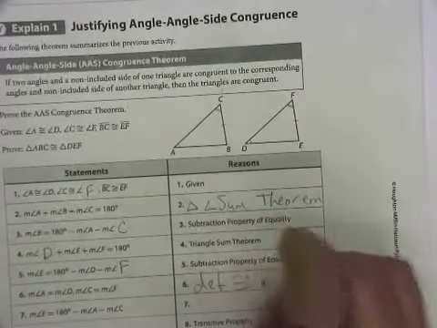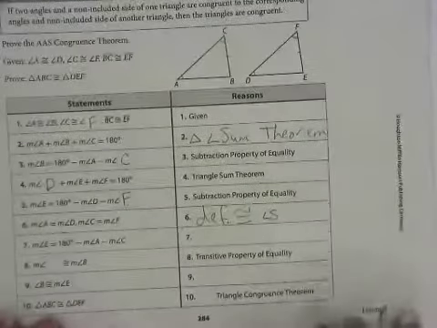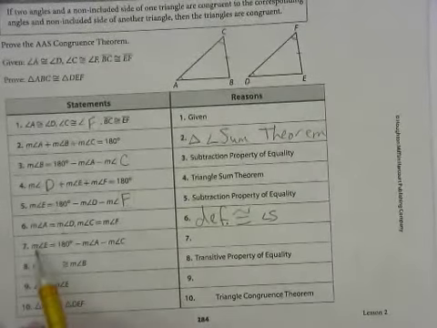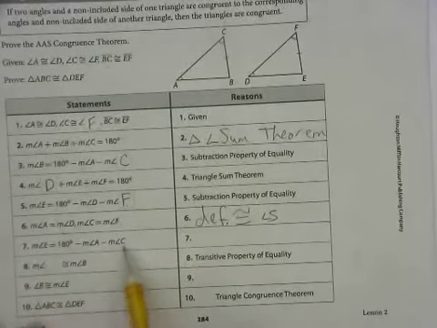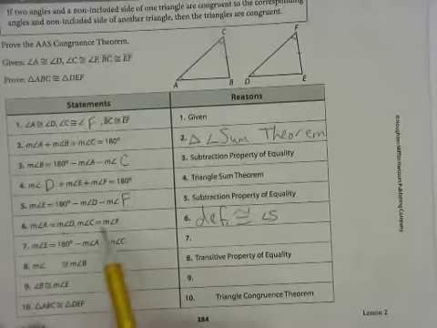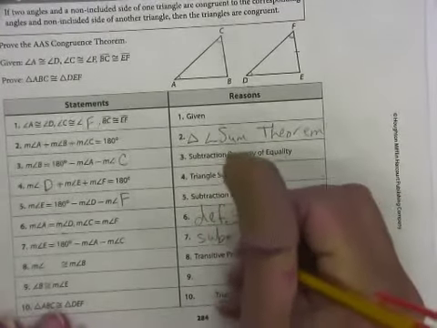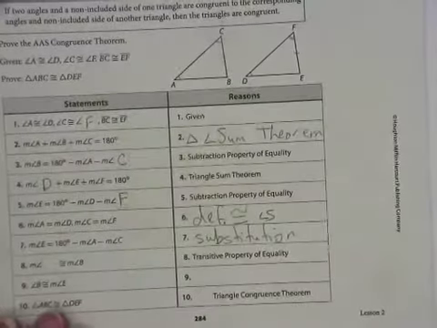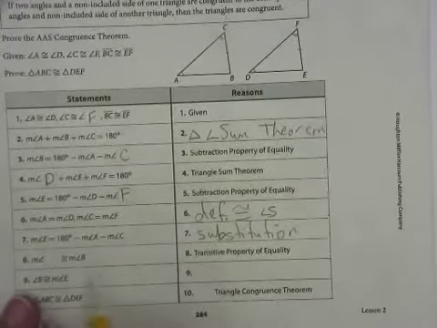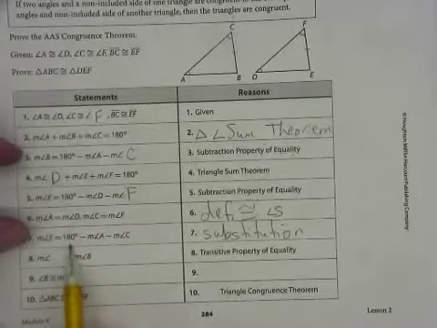Since I know that angle A is congruent to angle D, that's why I know that their measures are equal. Same thing with angles C and F. Since they're congruent, I know that their measures are equal. And that's the definition of congruent angles. So I know that angle E equals 180 minus, notice what we did, we substituted angle A and angle C in for angles D and F respectively. So that's the substitution property.